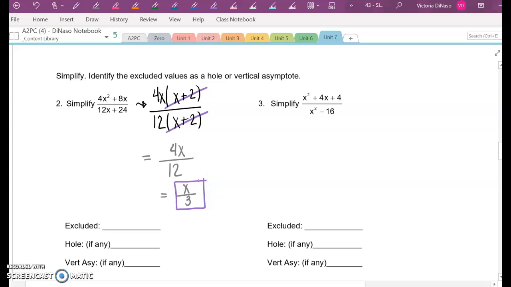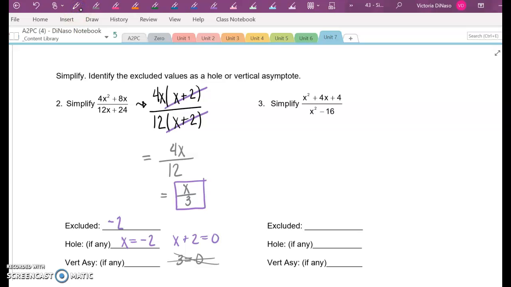The next thing you're going to do is take whatever you have crossed off, which is x plus 2, and set that equal to 0. So we have x plus 2 equals 0. You're going to solve and you're going to get that x equals -2. That's your hole. You're going to write down that -2 is an excluded value also. Now, what's left over in the denominator is what you set equal to 0. However, 3 equal to 0 does not work. So you don't have any vertical asymptotes. You just leave that blank.